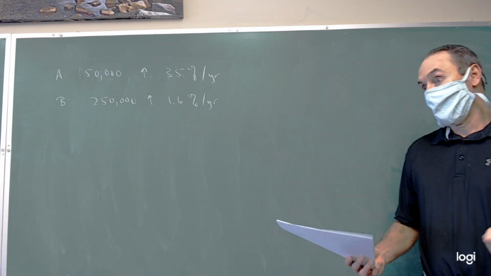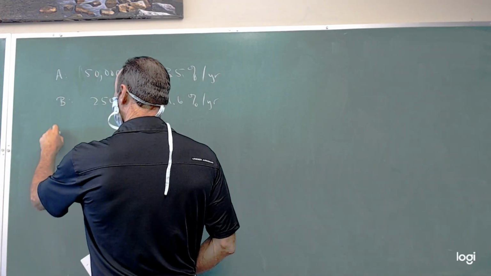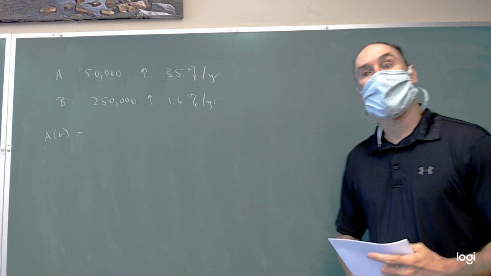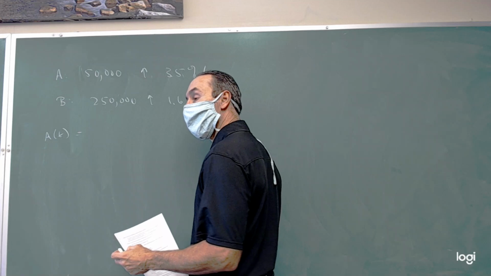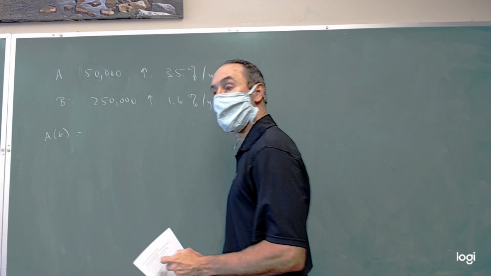So we're going to write our corresponding exponential equation. So for A, shall we say A of t, the population of city A, is going to be, what's that going to look like? Okay, so it would be 50,000.